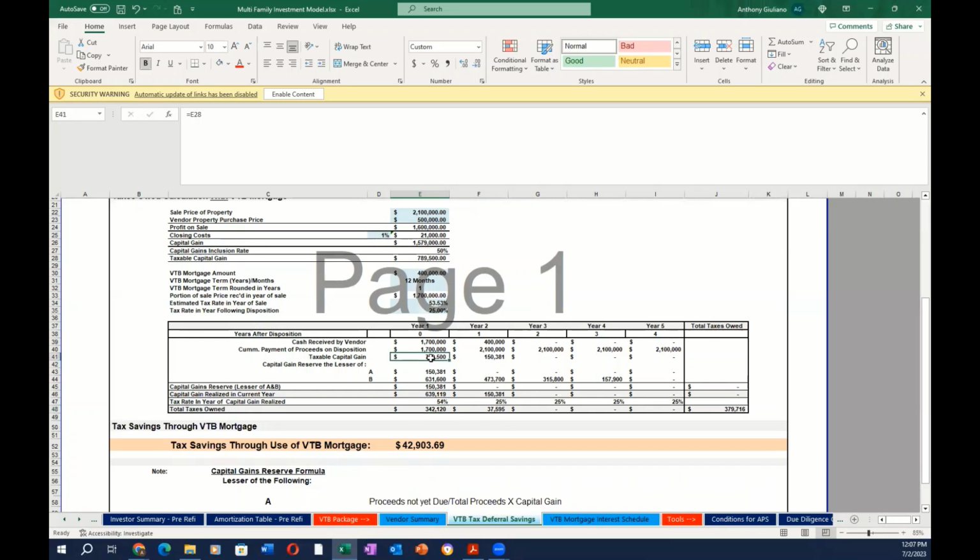basically they're receiving 1.7 million. The total taxable capital gain again was $789,000. However, they're able to keep a capital gains reserve set aside. So about 150,000 of that 789,000 is now sheltered through a capital gains reserve, and it's going to get pushed to the next year. So the bigger the VTB mortgage they give me, the more of the capital gain can be pushed to another fiscal year.